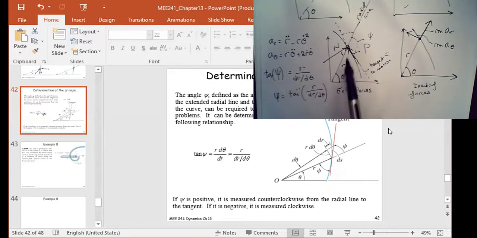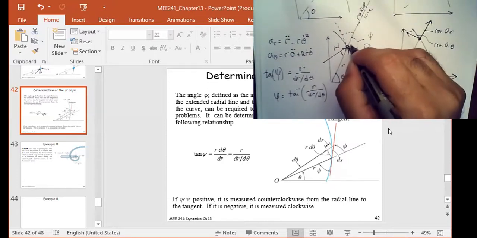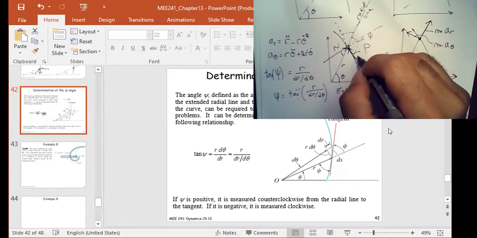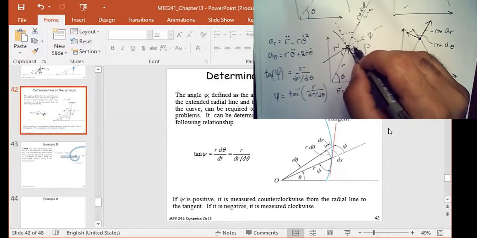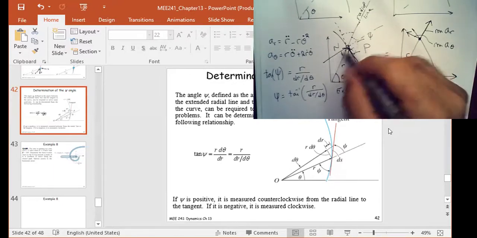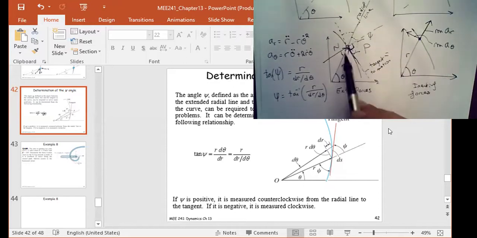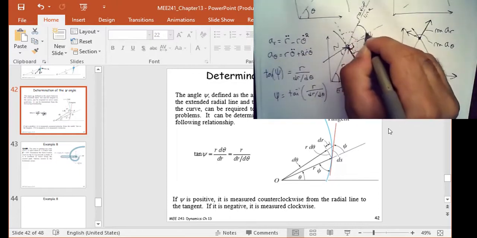So let's say you find phi here. How can you find this angle right here? It's not much geometry. I know this angle is going to be 90. What n makes with the tangent is 90. You agree? Because I know n is always perpendicular to the tangent. So this angle is going to be phi minus 90. This is the angle right here.